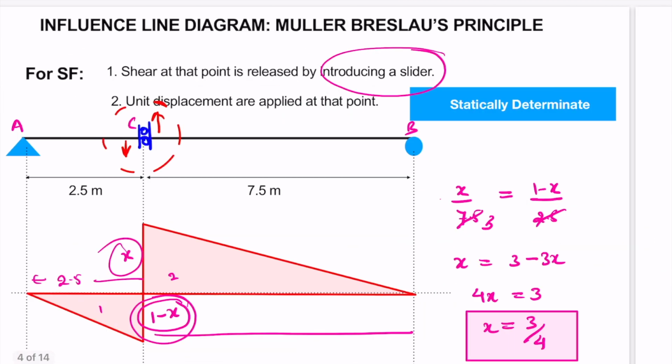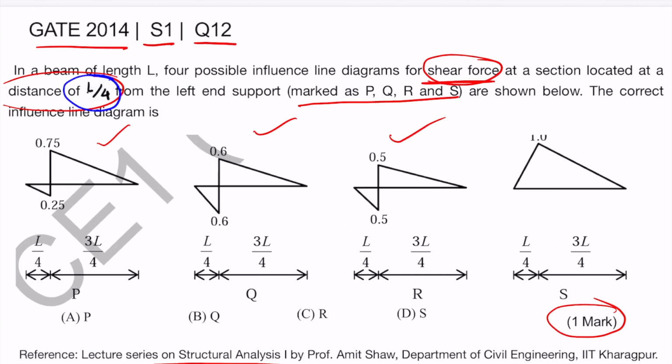Let's check the answer. So this is similar to the option P diagram, right? So the correct answer will be option A.